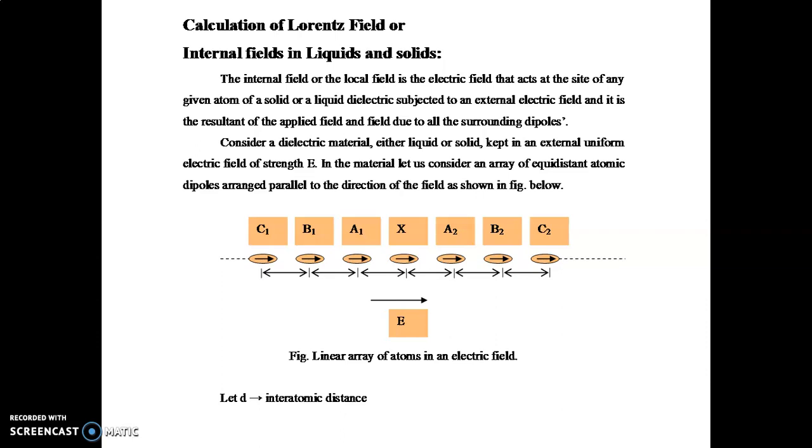Now in this video, we are going to discuss the internal fields, also called the Lorentz field, in liquids or in solids. We have to derive an expression for the internal field.